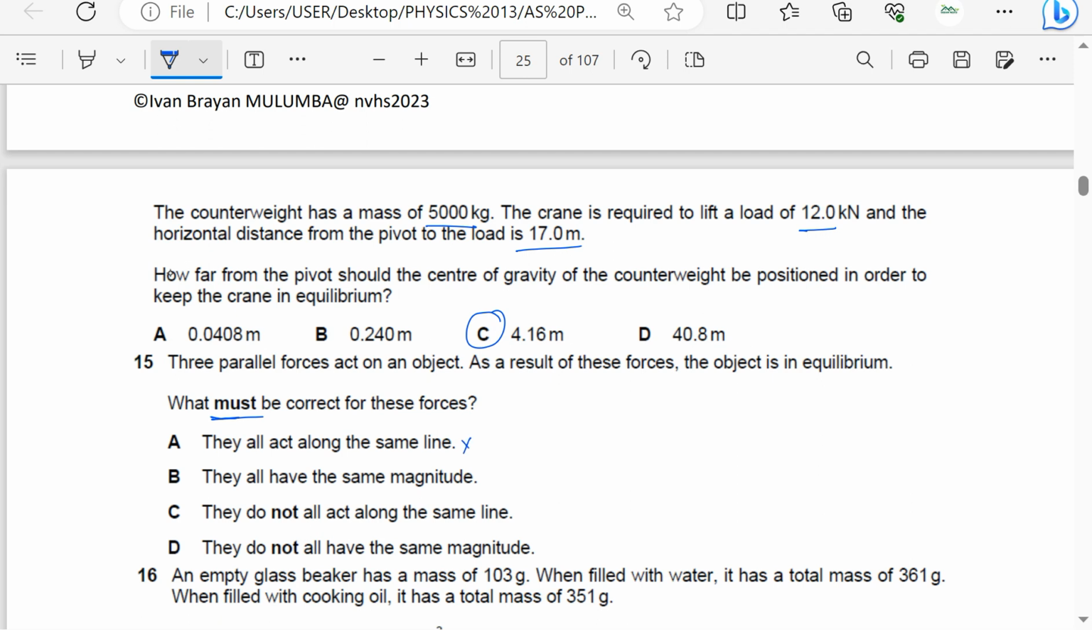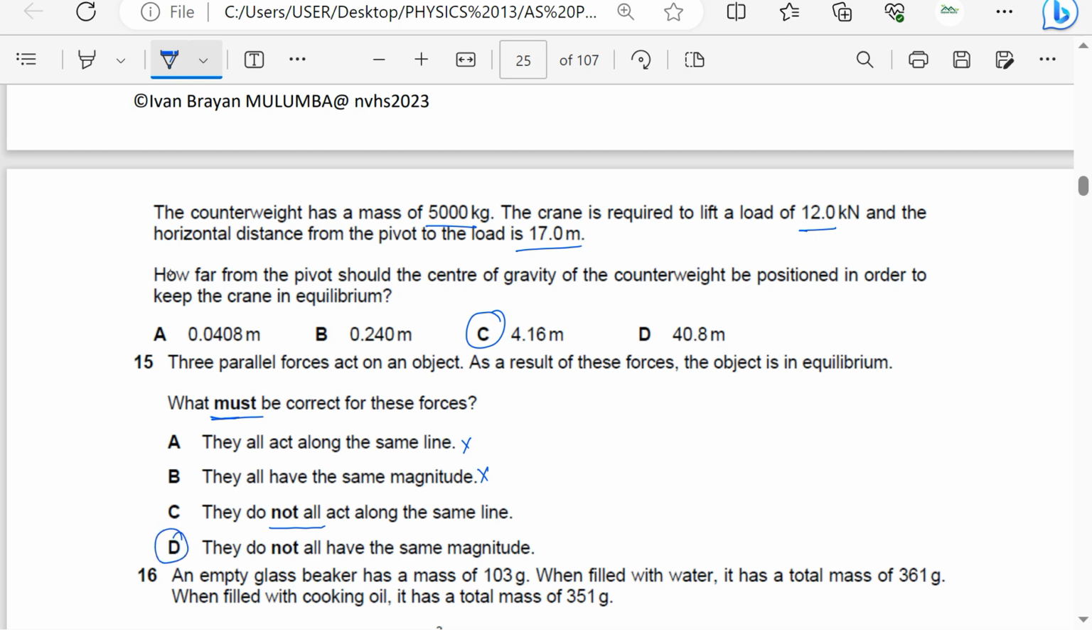That will not cause equilibrium. They have the same magnitude. That may not cause equilibrium. They do not all act along the same line. They do not all have the same magnitude. So the most appropriate, I think, is going to be D.